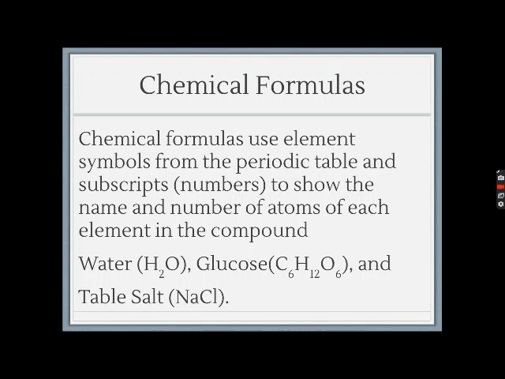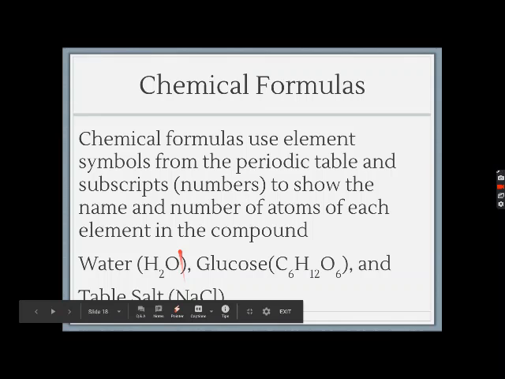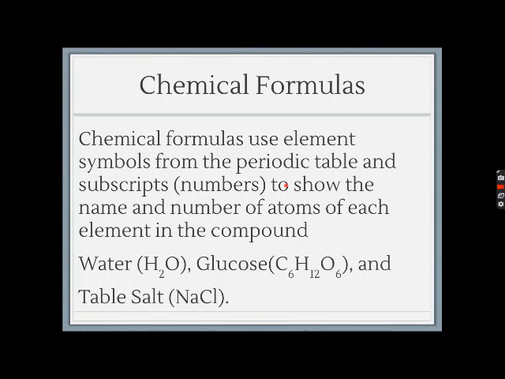Why? Because it's already said, if there's no number there, it means there's only one. So that means there's one atom of sodium and one atom of chlorine. And that's it. So chemical formulas use element symbols and subscripts to show the name and number of atoms of each element in the compound.